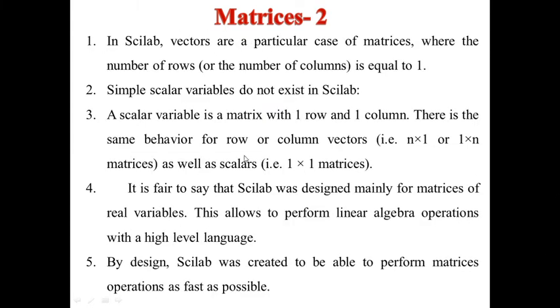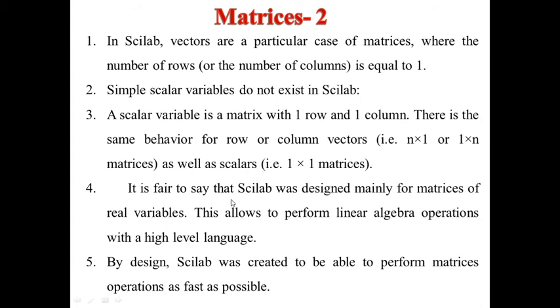So in Scilab, vectors are a particular case of matrices where the number of rows or columns is equal to 1. If the number of rows or columns is equal to 1, it will be called as a vector. Simple scalar variables do not exist in the Scilab. What are the simple scalar variables? A scalar variable is a matrix with one row and one column. There is same behavior in row and column vectors. N into 1, 1 into n. So as well as 1 into 1 is also scalars.